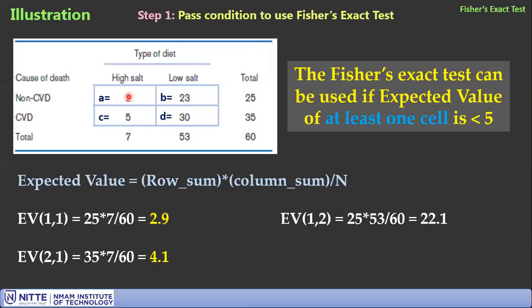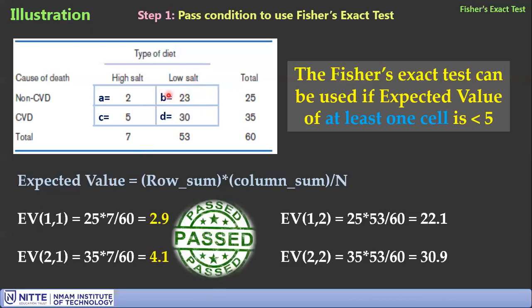Let us not worry about the observed value now. Let us concentrate on the expected value. You see that at least one cell is less than 5. 2.9 is less than 5. At least one cell has passed our condition. Just to give you further information, this particular cell, second row, first column: 35 into 7 divided by 60 gives you 4.1, less than 5. Then this cell is 22.1, higher than 5. And the last one, that particular cell, is 30.9. So you see that at least one has a value less than 5. The test is passed. Yes, you can use Fisher's exact test in this case.